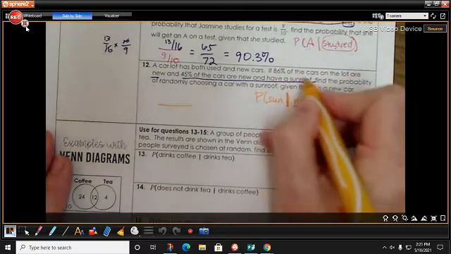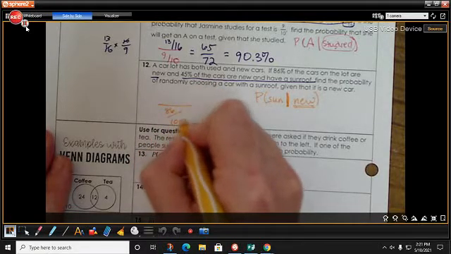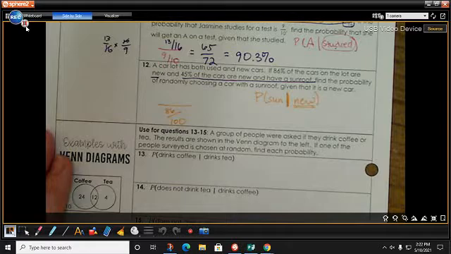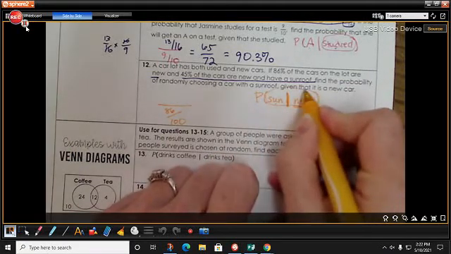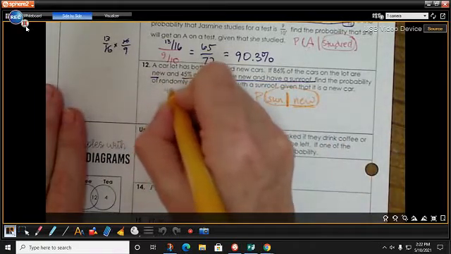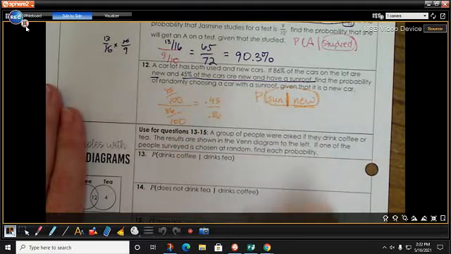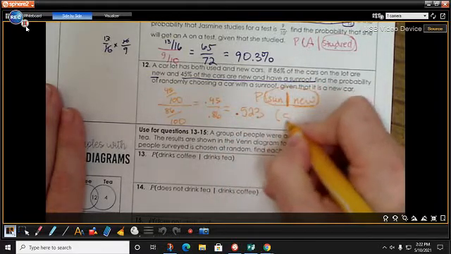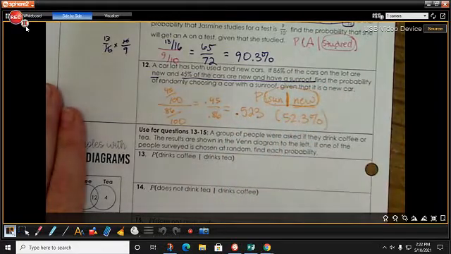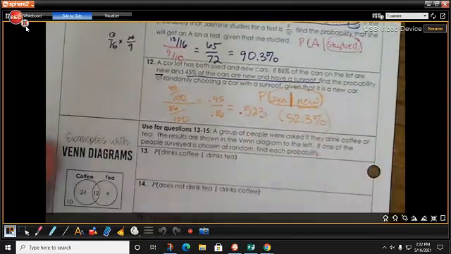Well, I was told that 86% are new. So I have 86%. So 86 out of 100 are going to be new. And then what are my chances of having a sunroof and being new? Oh, that's 45% or 45 hundredths. You could also write this as decimals if you wanted to. And so when you work this probability out, it's about 0.523 or 52.3% chance of randomly choosing a car with a sunroof if you are given that you picked a new car in the first place.